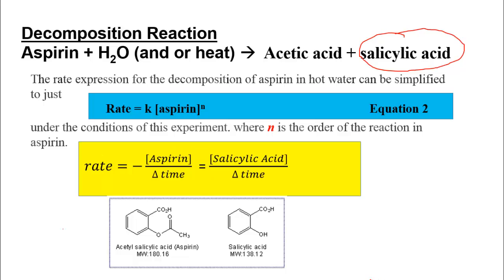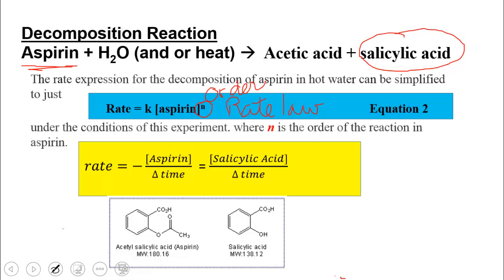Now, in class, we've been talking about monitoring rate, and so this is our rate law. Our rate law, remember, relates a rate constant for that specific reaction times the concentration, the molarity, of the reactant, which in this case is the aspirin, raised to the nth power, where n is the order of the reaction. And remember, the order tells us the concentration dependency of the reaction.